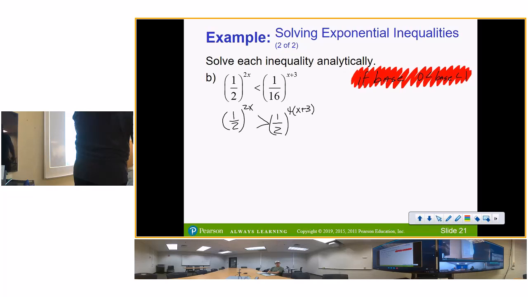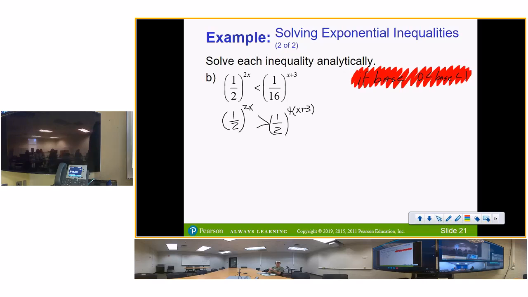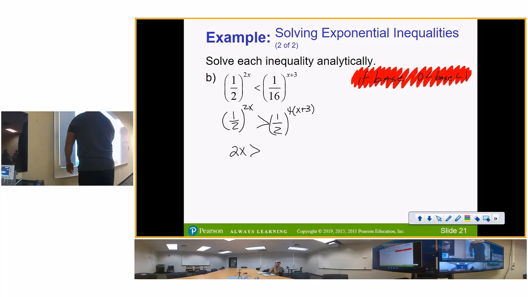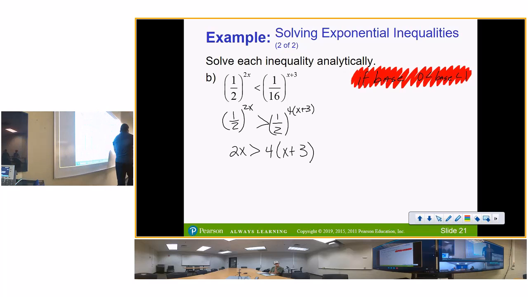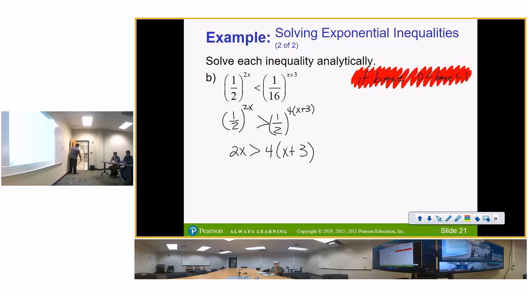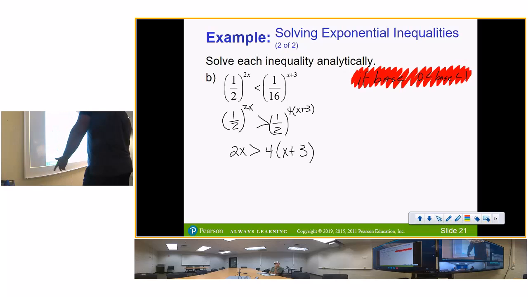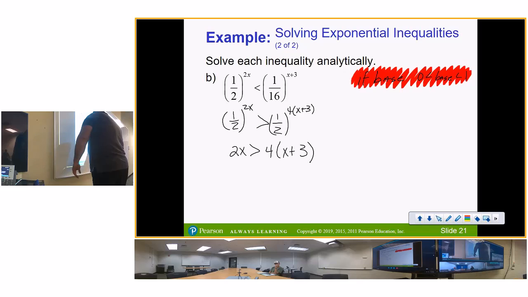And now we can solve it. So 2x is greater than 4 times x plus 3. I knew something was wrong when you solved it and you got the same answer. So at least I told y'all something was wrong. I said there must be a law that I've forgotten, but I didn't forget this law. I just never knew it.